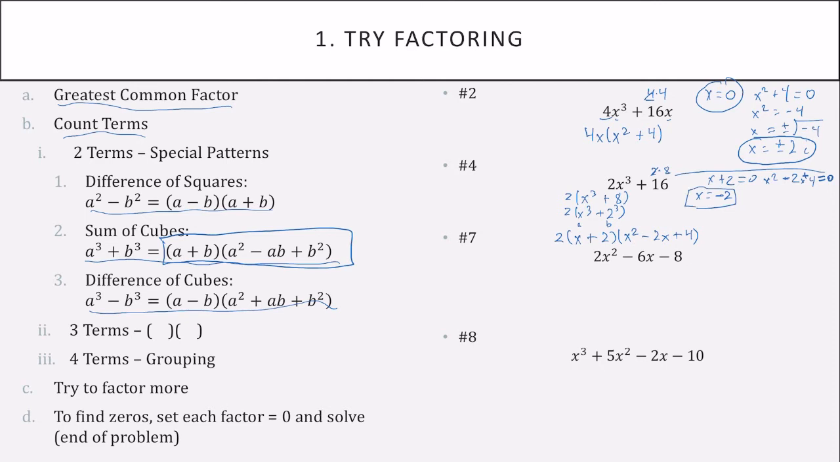For the second part, though, we can't factor that anymore. I mean, you could try, but I'm going to guarantee you can't. Whenever you do that difference of cubes or sum of cubes, you can't factor the trinomial anymore. So we're going to have to use the quadratic formula.